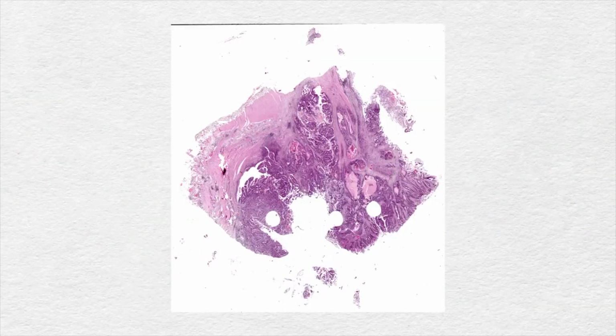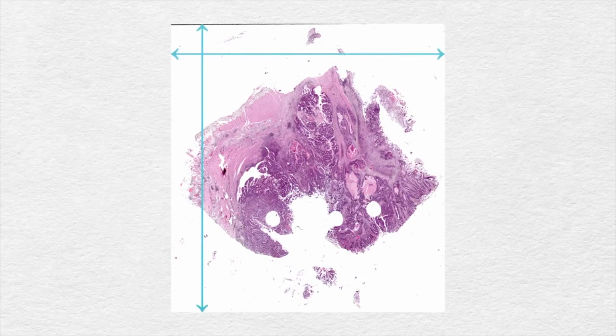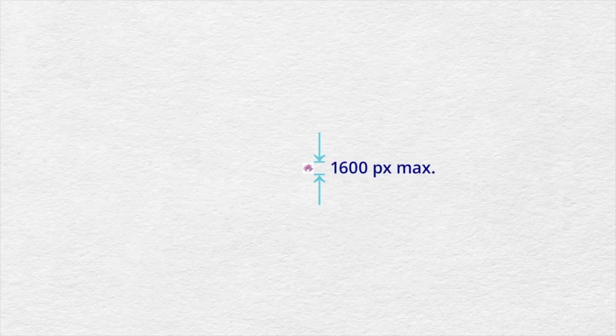We begin with the scanned conventional hematoxylin and eosin stained section. First, the tumor region is delineated with the deep learning segmentation network. This image contains an order of 100,000 by 100,000 pixels. These dimensions are larger than is currently feasible for classification by deep learning methods. It is digitally resized to a size corresponding to a maximum dimension of 1600 pixels.